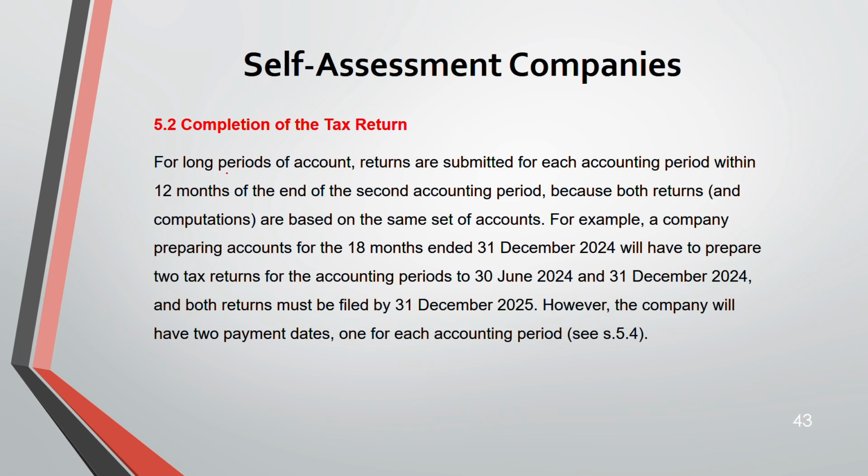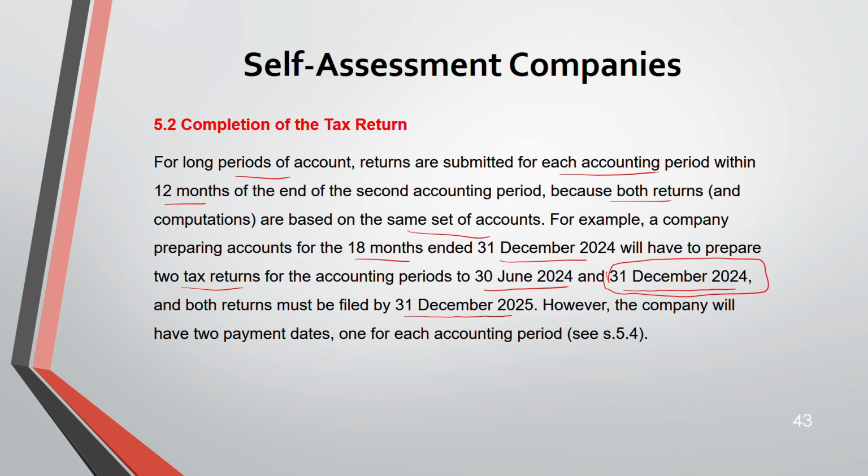For long periods of account, returns are submitted for each accounting period within 12 months of the end of the second accounting period, because both returns and computations are based on the same set of accounts. For example, a company preparing accounts for 18 months ending 31st December 2024 has to prepare 2 tax returns: one for 30th June 2024, because 12 months, and the other for the remaining 6 months, 31st December 2024. Both returns must be filed by the later date. For the second accounting period, you calculate 12 months from that date. So both returns you have to file by 31st December 2025.